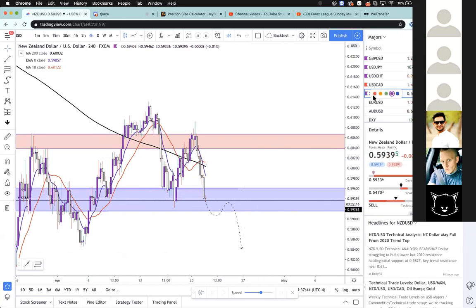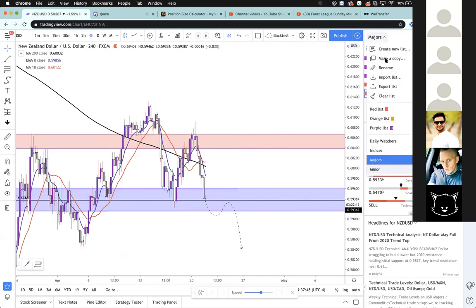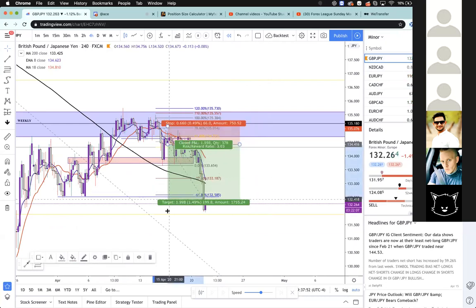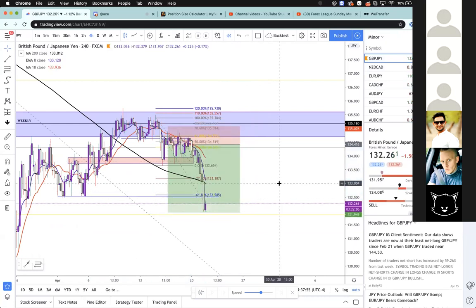So NU, I'm going to stay on the 4-hour. I'm going to wait and update this later today. Let's go over to GJ. So yeah, GJ has been falling pretty significantly based on this trade that was all the way up here.